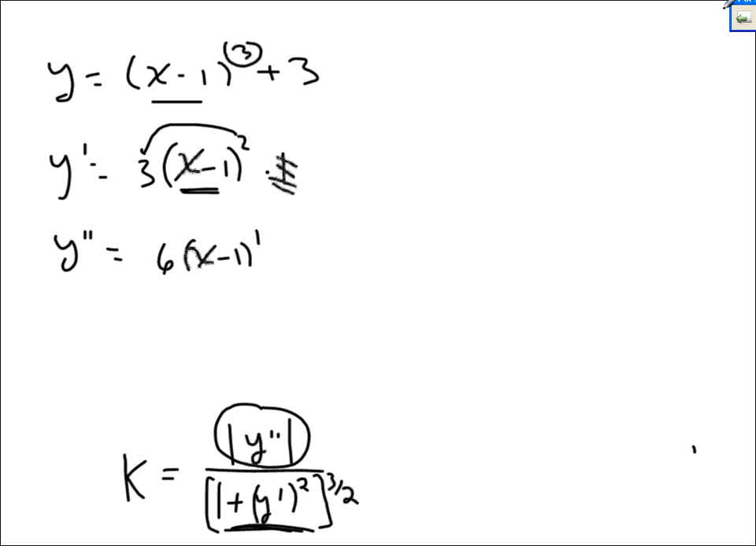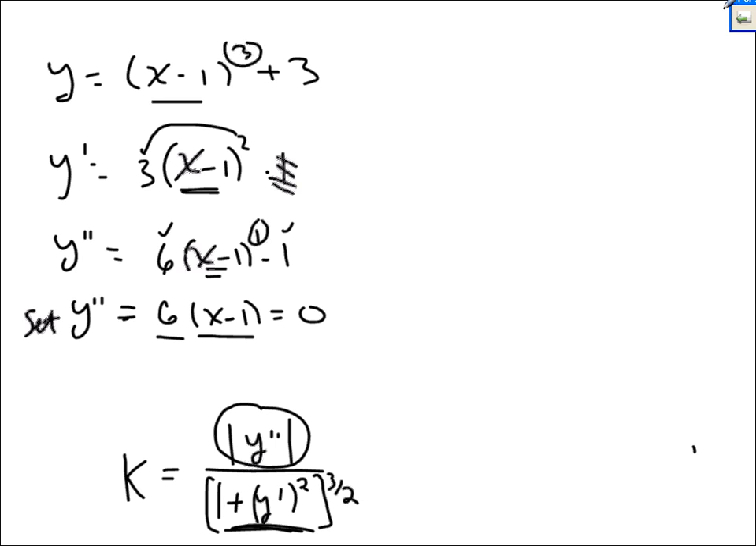That is, bring down the power, make a new power 1 less, and take the derivative of what's inside. 6 times 1 is 6, times (x minus 1) to the 1, which is just x minus 1. There is y double prime. And we set it equal to 0. If this times that equals 0, then either 6 is 0, which is absurd. 6 never, ever, ever equals 0. Students are always telling me, when x is -6, 6 is 0. That's crazy. 6 equals 0? No.